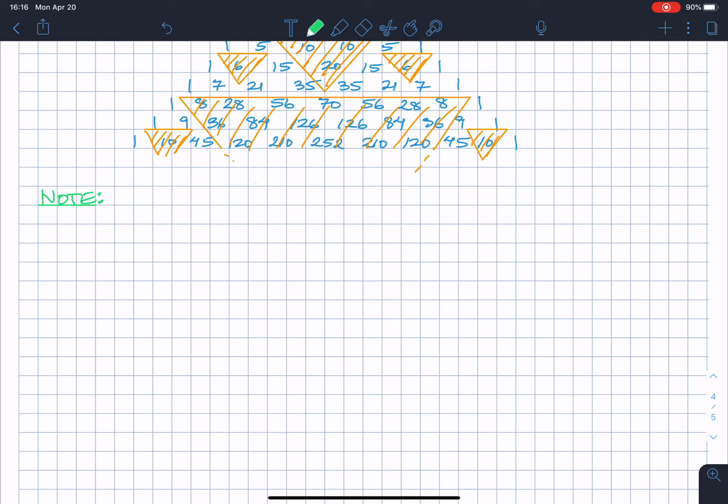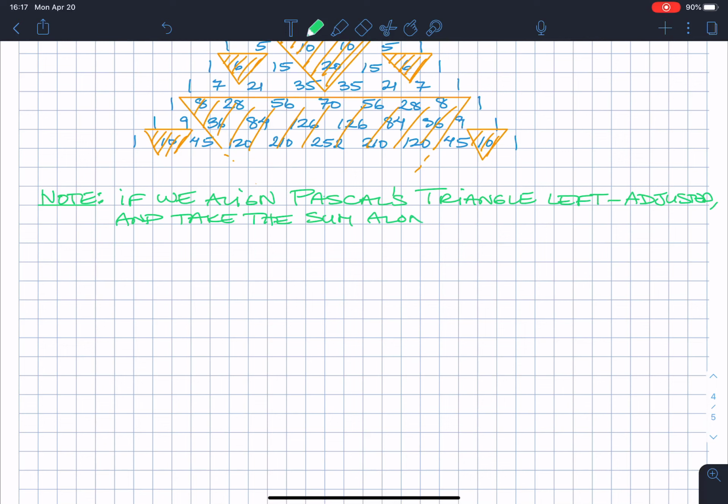So let's note, if we align Pascal's triangle, left adjusted, and take the sum along each diagonal, what do we get?